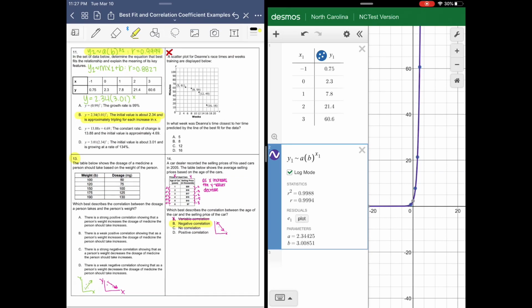If they're both increasing, that would be positive. If they're both decreasing, that would be positive. But if they're going in opposite directions, that's a negative correlation.